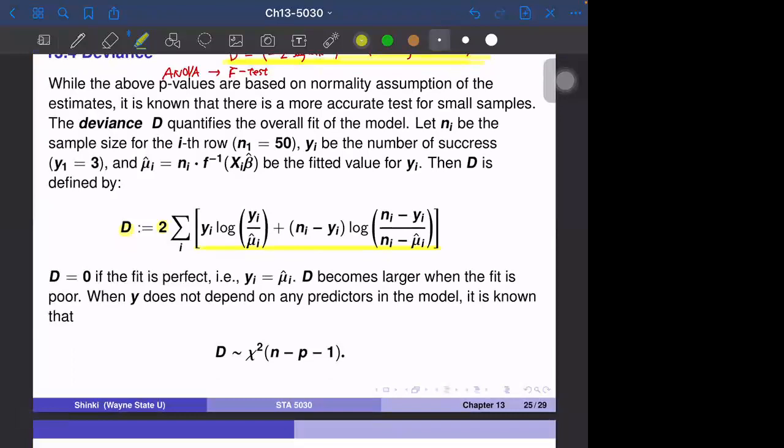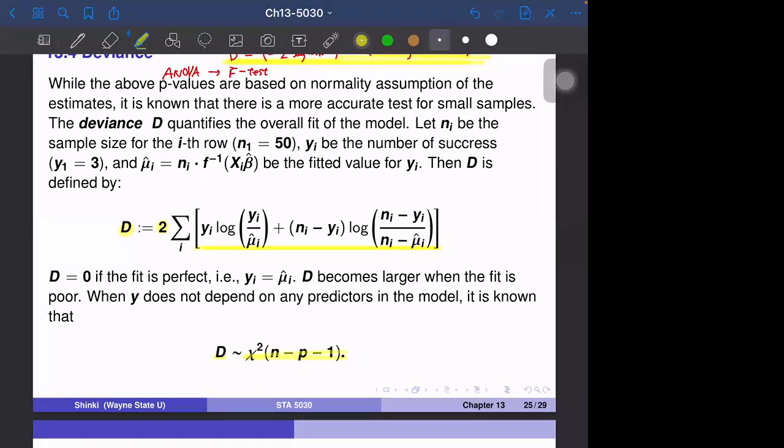And actually this D follows the chi-square with n minus p minus 1 degrees of freedom, if this model is sufficient to explain the response variable. If D becomes larger, the fit is bad. If D is equal to 0, the model is perfect. So with larger D, we should reject the null hypothesis that the model is correct.